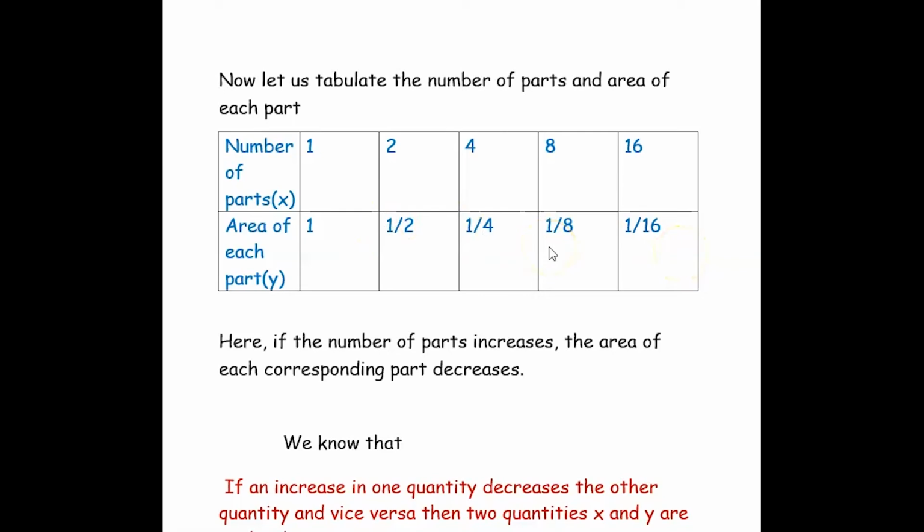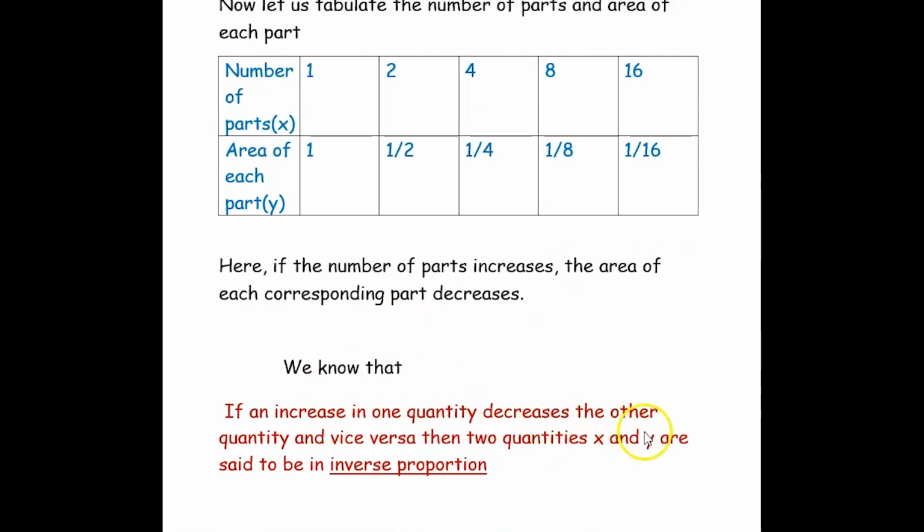So if you look into the table and observe it, number of parts is increasing. At the same time, the area of each shaded part is proportionately decreasing. So one is increasing, the other one is decreasing. So we know that if an increase in one quantity decreases the other and vice versa, then the two quantities x and y are in inverse proportion. So here number of parts is x and area of each shaded part is y. So the two quantities, number of parts and area of each shaded part, are in inverse proportion. So this is the explanation why it is in inverse proportion. One increases, the other decreases.